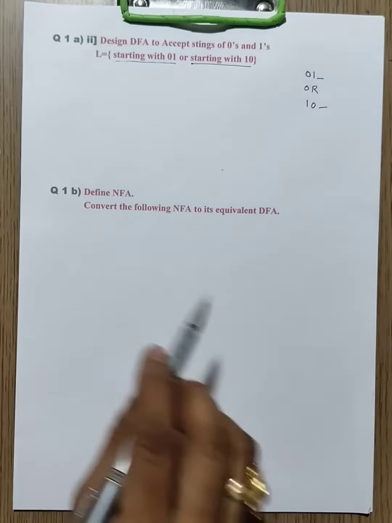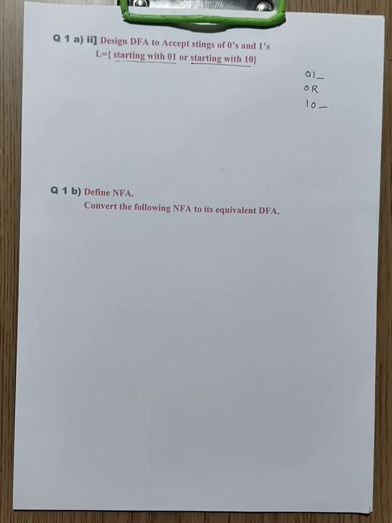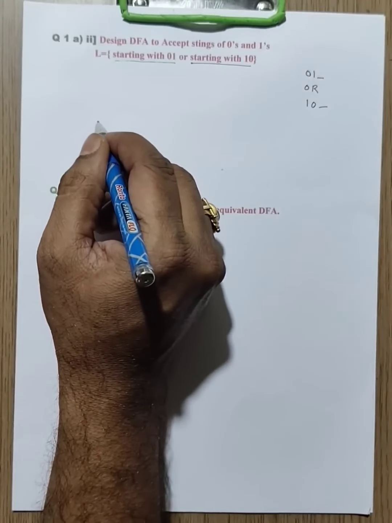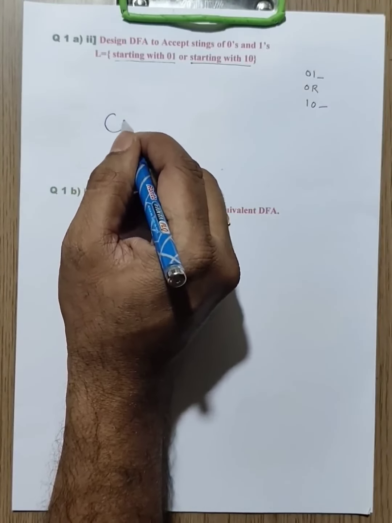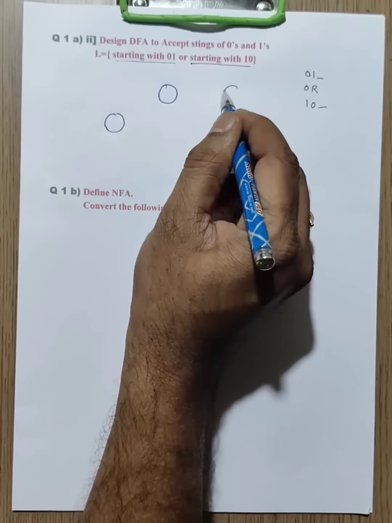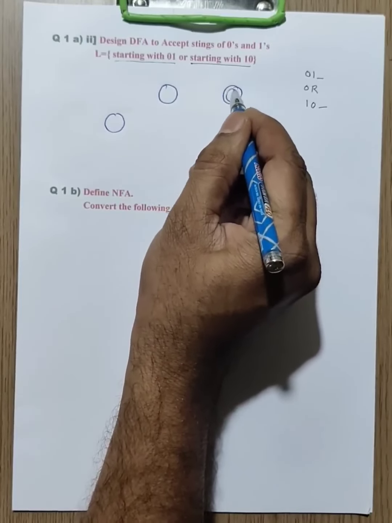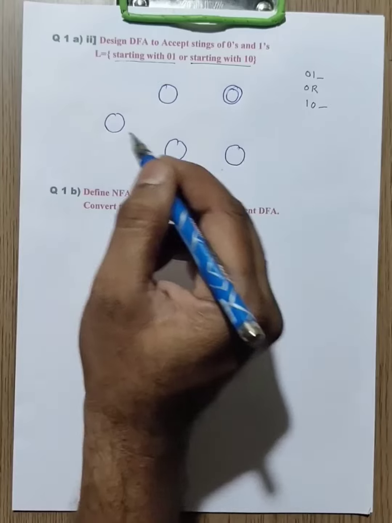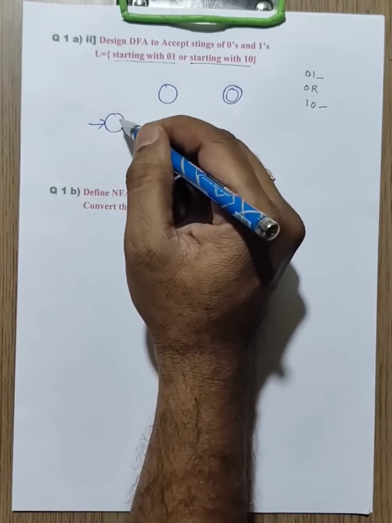What is the DFA for this? DFA for this is starting with 0 1 or 1 0. From this, at least we need two transitions. From the initial state we need at least two transitions.